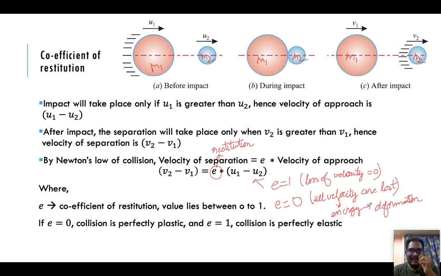But in real practice, you are not going to have a perfectly elastic nor a perfectly plastic collision. Some value of E will be present. Most importantly, that value of E will lie between 0 and 1. So if you look into the equation, your final velocity will be lower than your initial velocity, or velocity of approach.